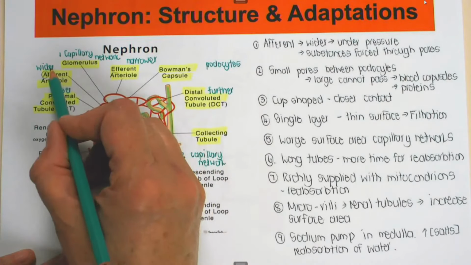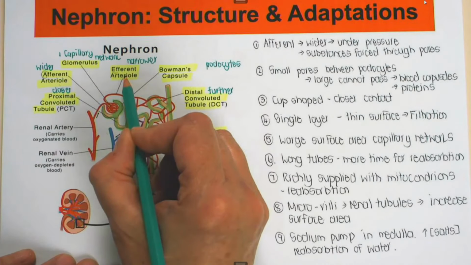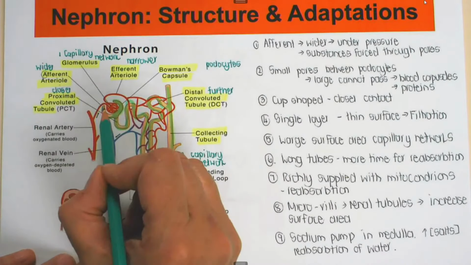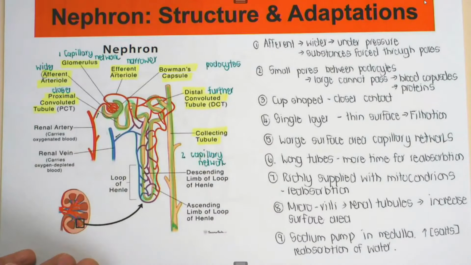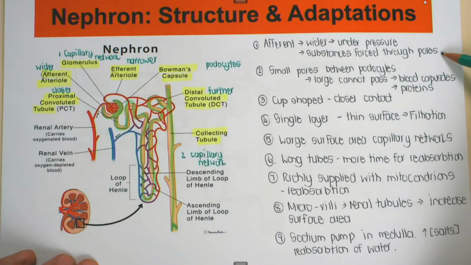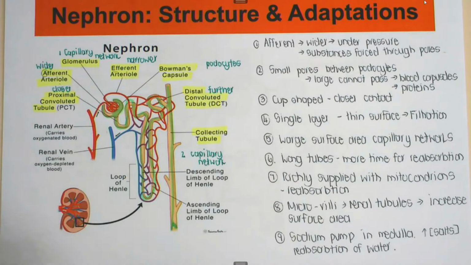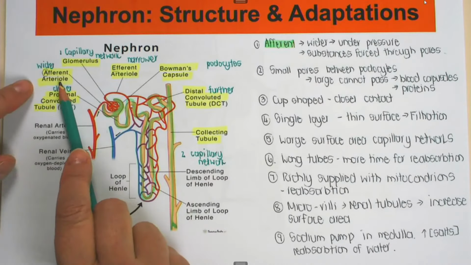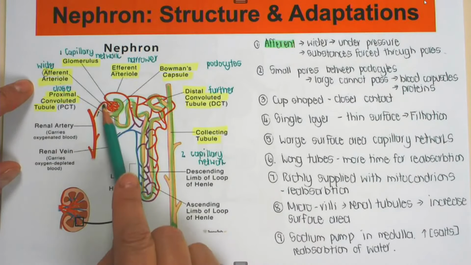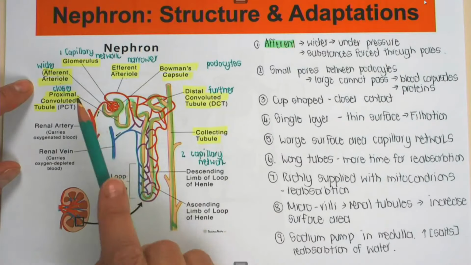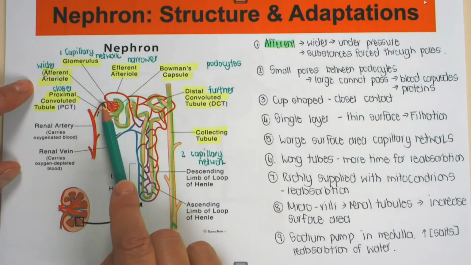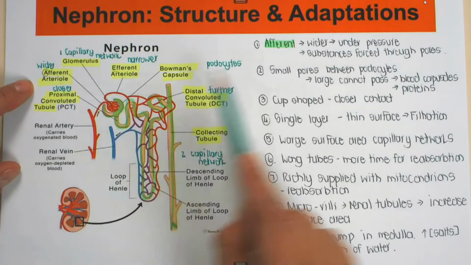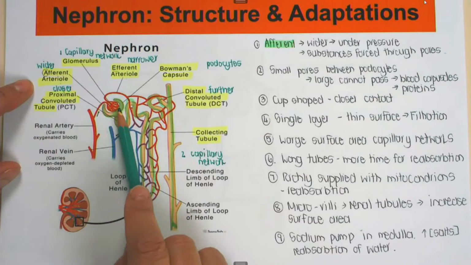And this one is wider and that one is narrower because it needs the blood to be under pressure for all the processes. The substances must be forced through the pores like I have here. So that's the first one. The first adaptation: the afferent arteriole is wider than the efferent arteriole. You can't really see it here in the picture, but that is a fact. And it is wider so that the content can be under pressure so that the substances will be forced through the pores that we're going to get here.